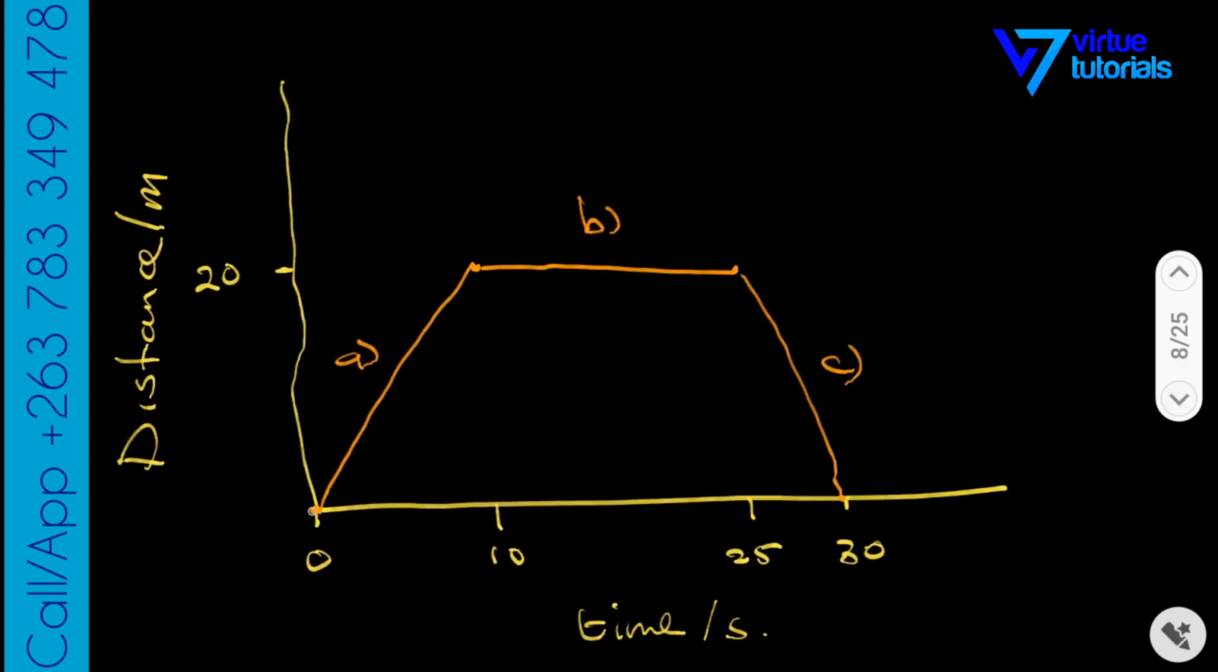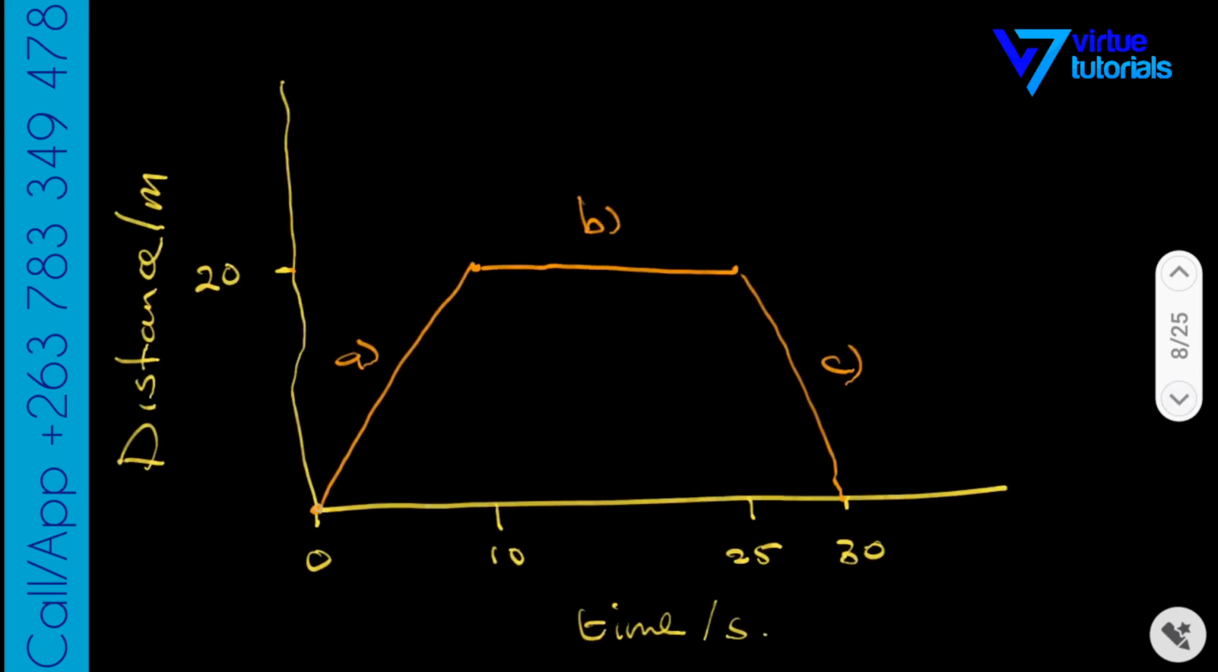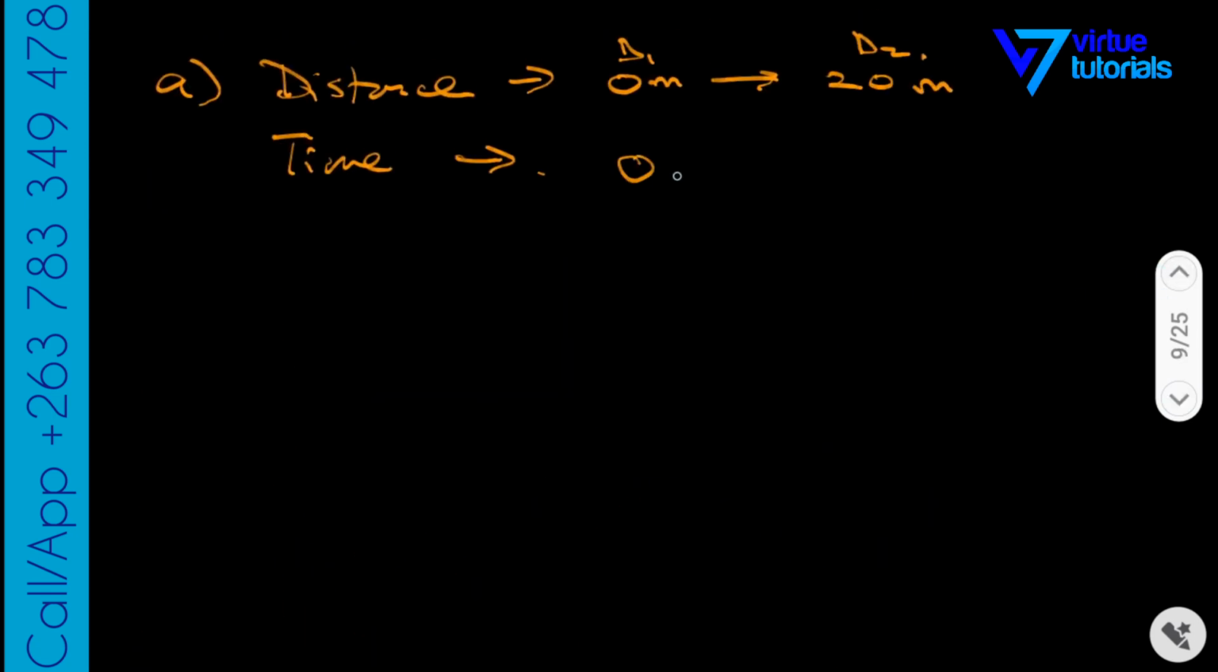For section A, our distance started from 0 and went all the way up to 20. So our distance changed from 0 meters to 20 meters. That's our D1 and that's our D2. And then our time changed from 0 to 10 seconds in section A. So that's your T1 and T2.